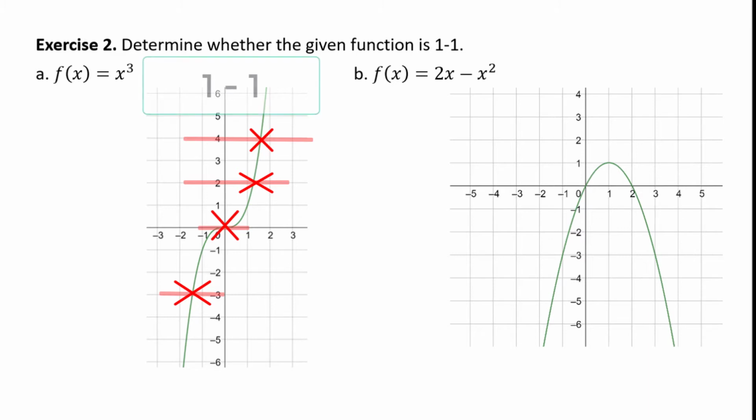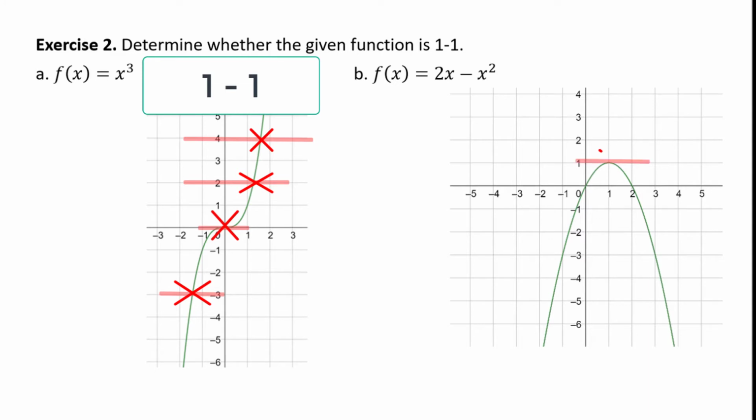Let's do B. F of x equals 2x minus x squared. The graph is an upside-down parabola with x-intercepts at the origin and 2, 0, and it has a vertex at 1, 1. So on this one, let's attempt to draw some more horizontal lines. I'm going to draw one through y equals 1. Ooh, it touches the curve at only one point.